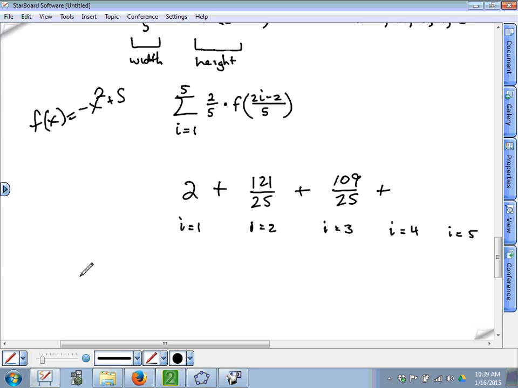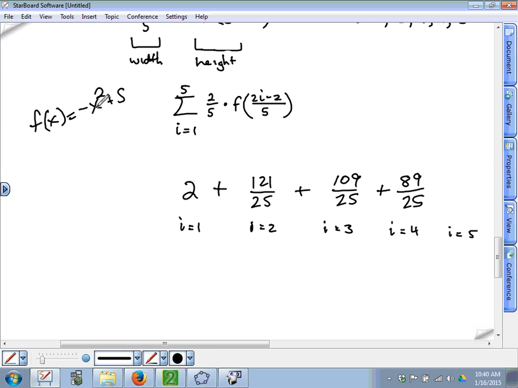If i equals 4, 4 times 2 is 8, minus 2 is 6, so it's 6 fifths. We're plugging in 6 fifths. That gives you 36 25ths, and you make it negative, and you add that to 125 minus 36, which is 89. Hold on, let's finish this.